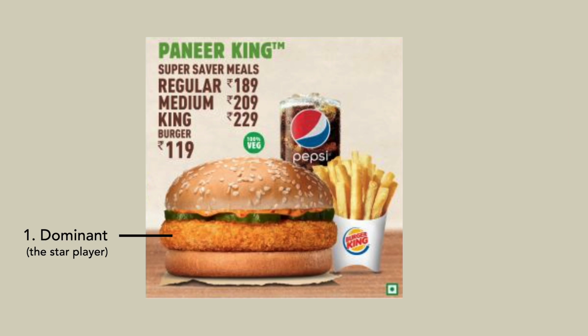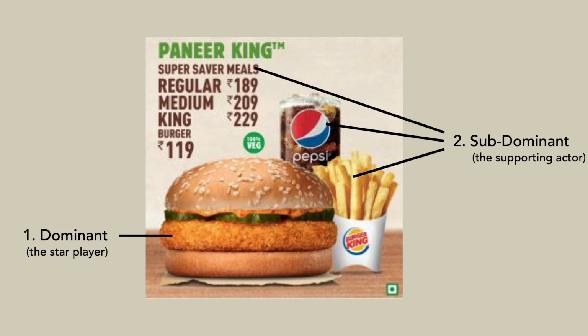Now, there are 3 stages to this emphasis party. First, dominant, the star player. This is your main focus, like burgers in the Burger King example, given the most visual weight and usually upfront. Subdominant, the supporting actor. These are the secondary elements like background details adding to the overall story. Third one is subordinate, the background crew. The least visually heavy, usually in the background, completing the scene.